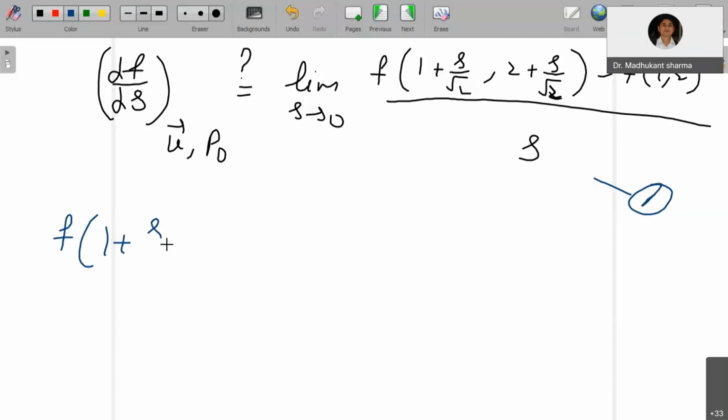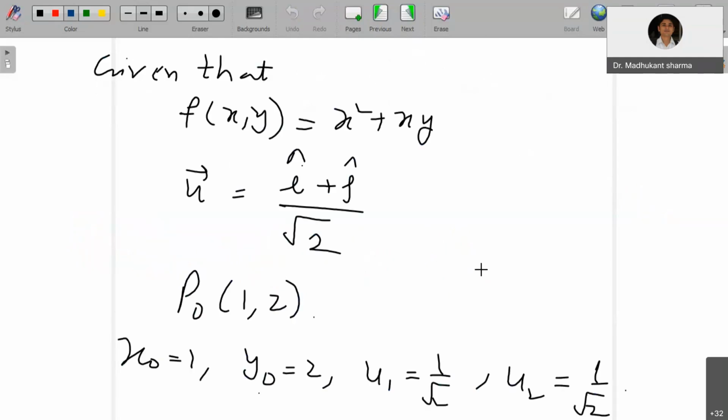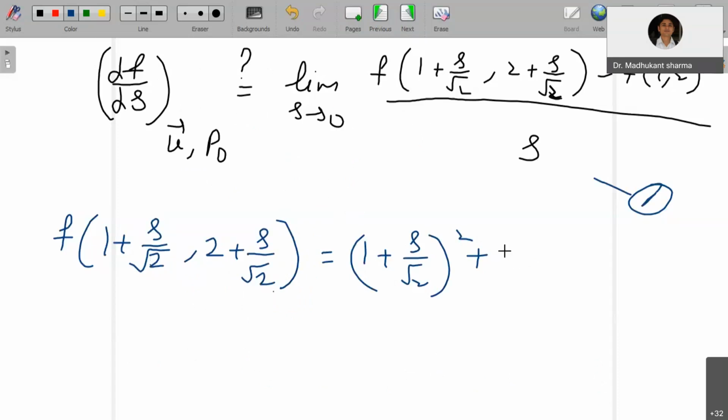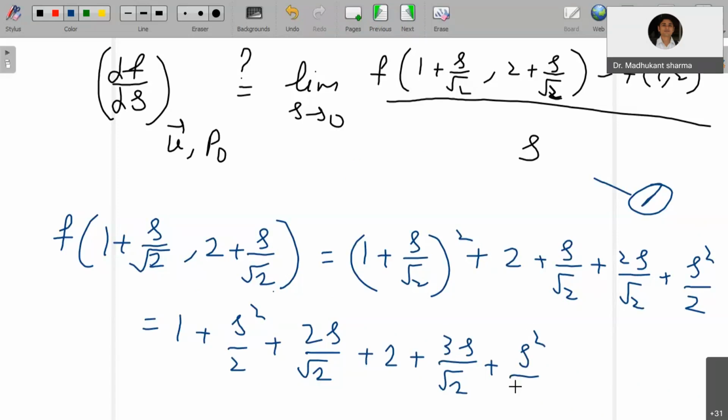Now f of (1 plus s by root 2, 2 plus s by root 2) is equal to, what is given, x square plus xy. So first coordinate square, so 1 plus s by root 2 whole square, plus x into y. I'm just directly putting the multiplication, (1 plus s by root 2) into (2 plus s by root 2). Expanding this: 1 plus 2s by root 2 plus s square by 2, plus 2 plus 3s by root 2 plus s square by 2.